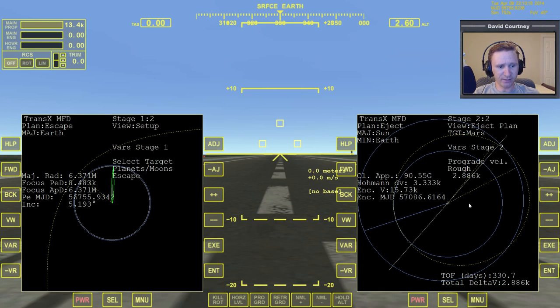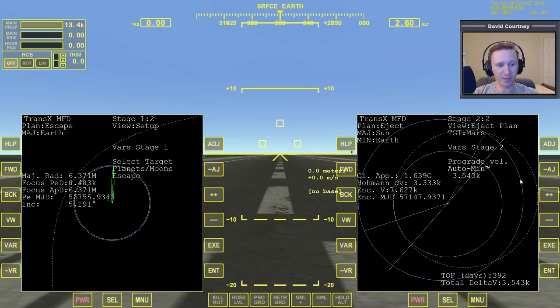That's one way to do it, but a better way, the preferred way, let me reset this, with the newer version of TransX is to set your value. Let's start with prograde, and let's set it to the auto min. So we're going to say plus there. And now we're just going to change the date value. For now, we're going to leave outward, and we're going to leave plane change on 0.